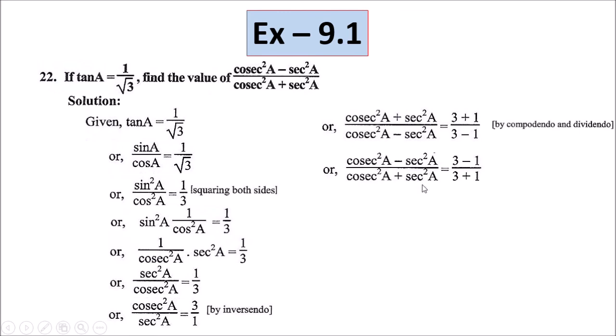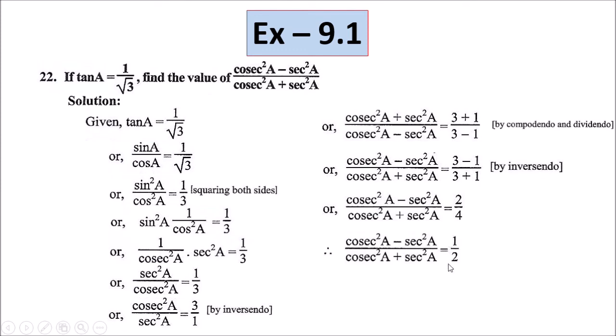I am just doing the invertendo again. So cosec square A minus sec square A, and cosec square A plus sec square A, and 3 minus 1, 3 plus 1. So here the addition of these two is 2 by 4. The question told you to find out the value of this. So here is the value 2 by 4. If you simplify it, it will be 1 by 2. That is your answer. So I think it's not so difficult.